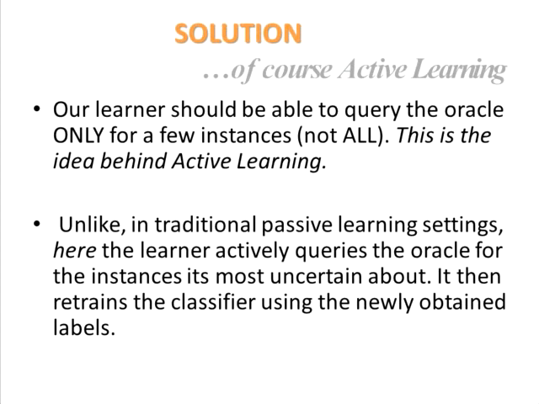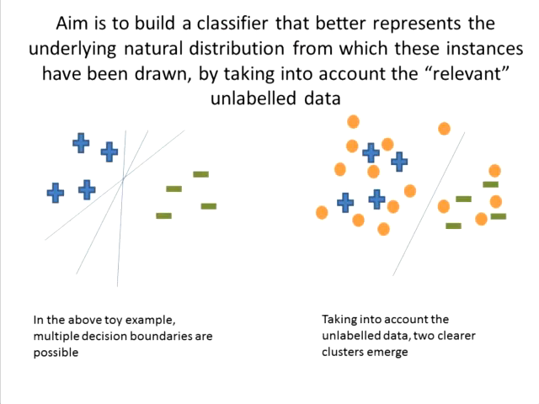Now the idea here is that our learner should be able to query the oracle, the oracle here being the human being sitting at the computer annotating the data. So our learner should be able to query the oracle only for a few instances, not all of them. This is very different from the traditional passive learning settings. Here the learner actively queries the oracle for instances it's most uncertain about, or the instances it feels are more relevant. It then retrains the classifier using these newly obtained labels, and this process keeps on going. That is what active learning is.